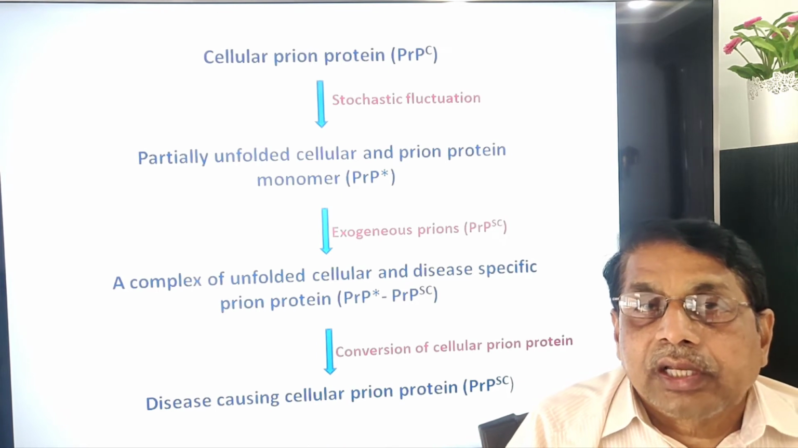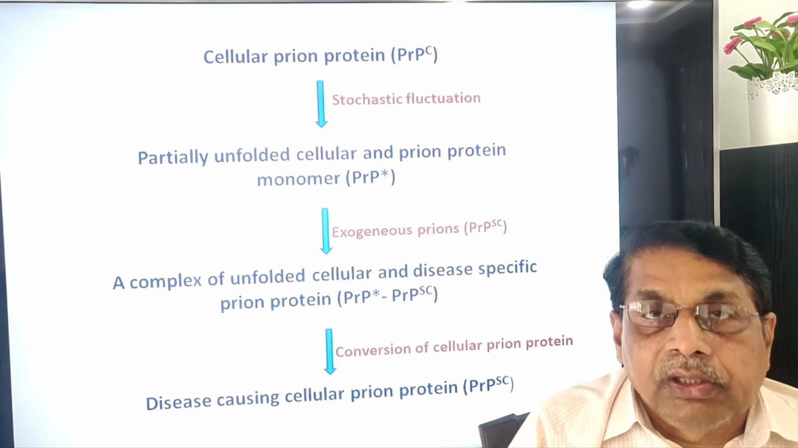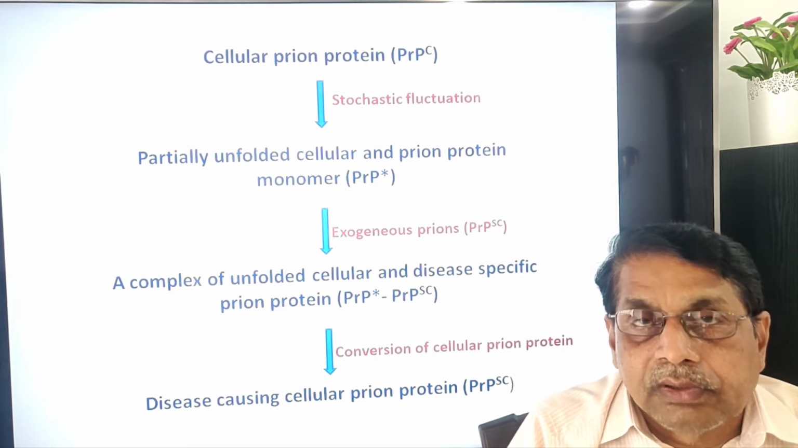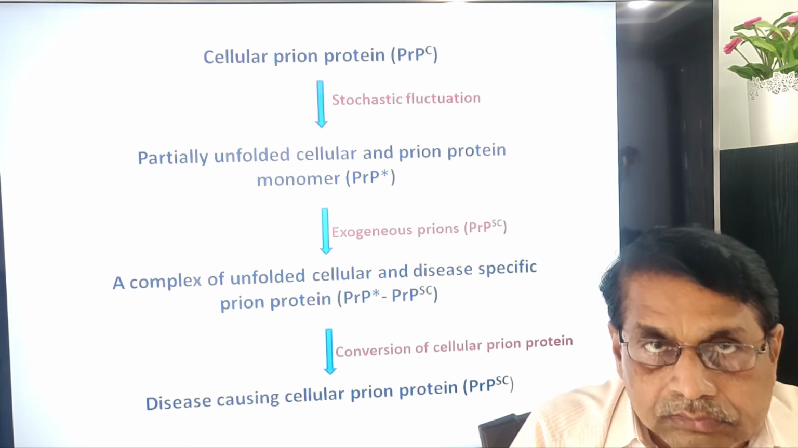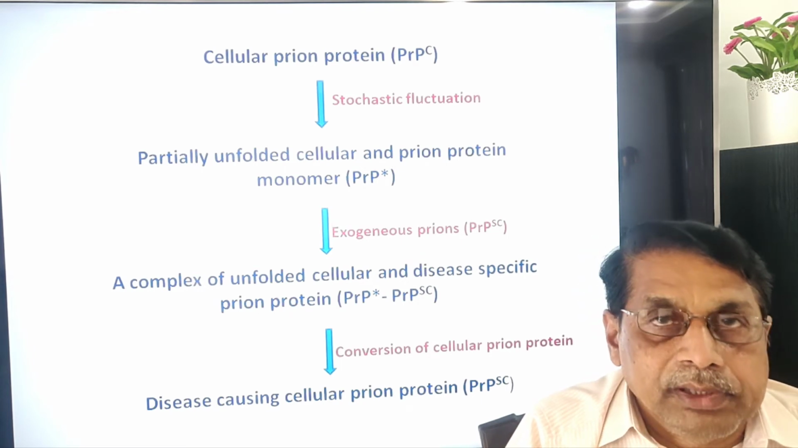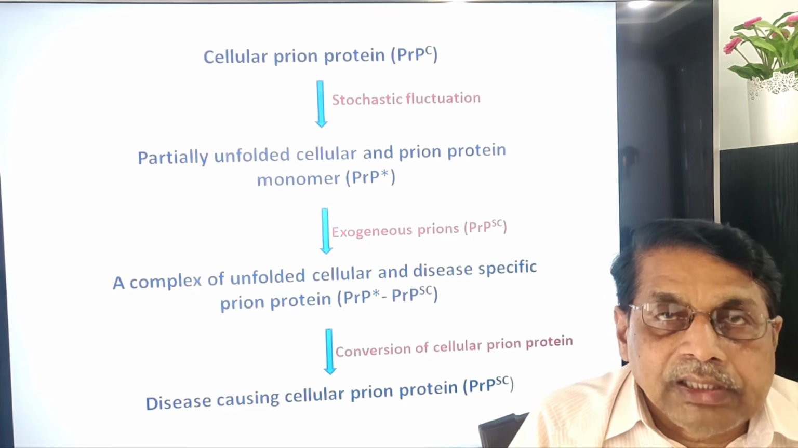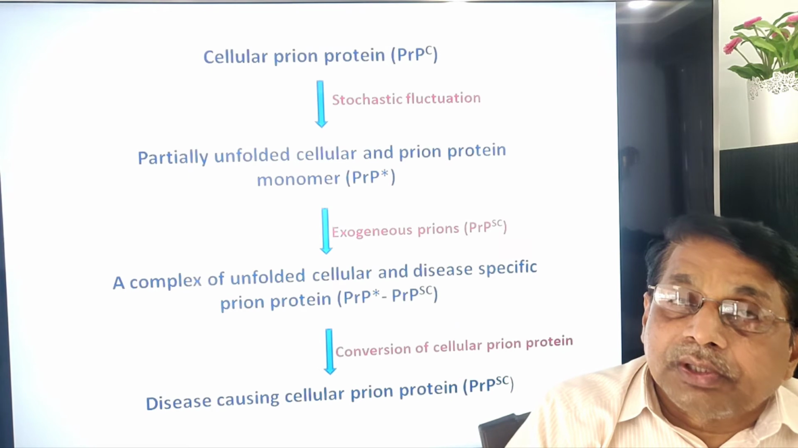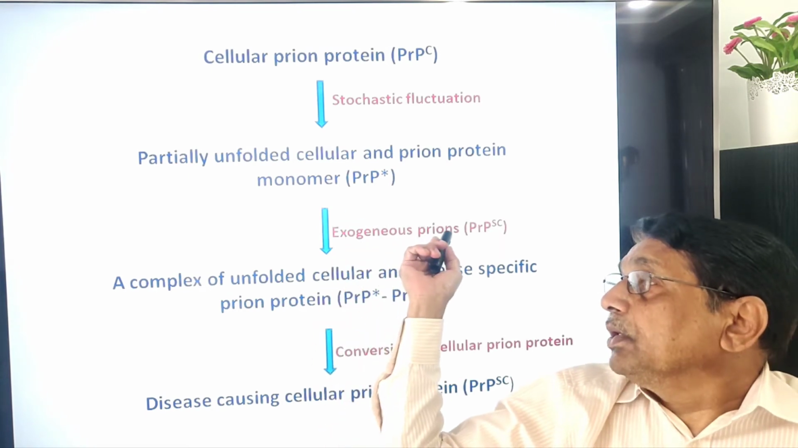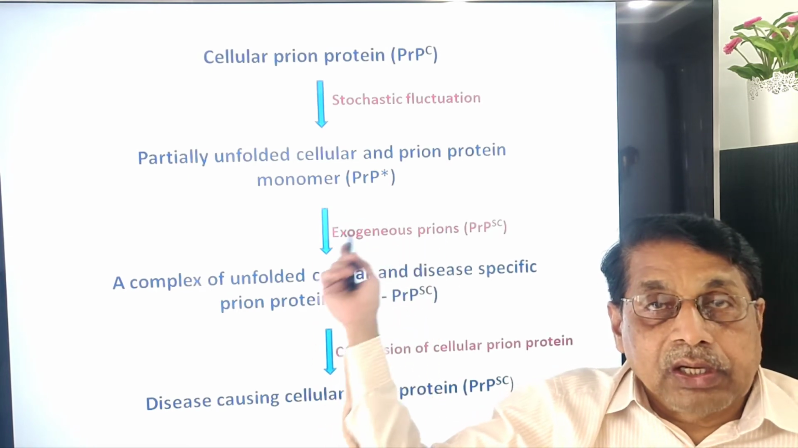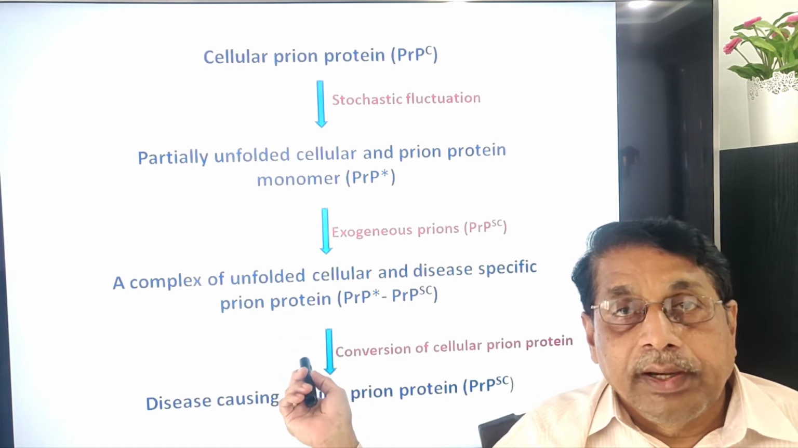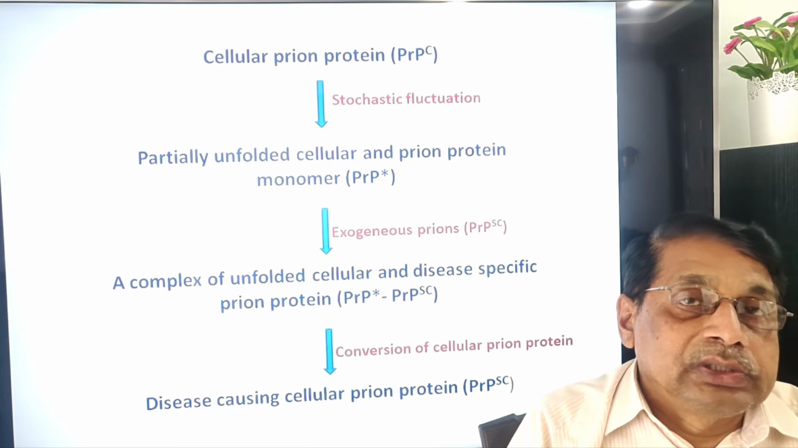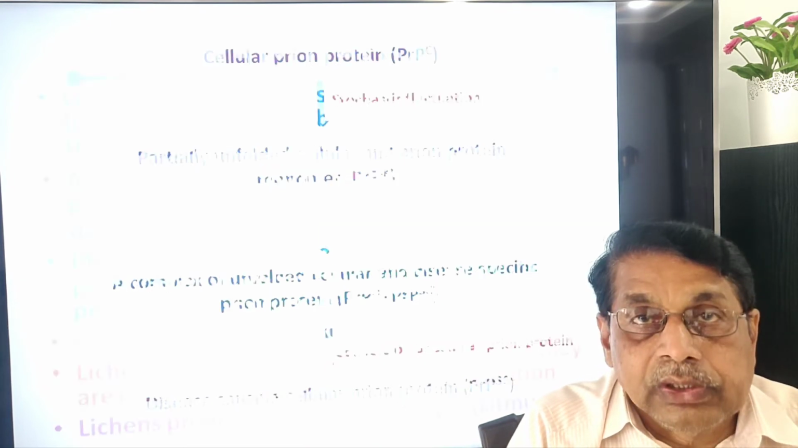It is just like a rabid dog. PrPSc, the prion protein, is a rabid dog. Compare it with when it bites a normal dog, that also becomes rabid. Similarly, when normal cellular proteins come in contact with the prion proteins, a complex will be formed and the normal protein will be converted to infectious prion protein.